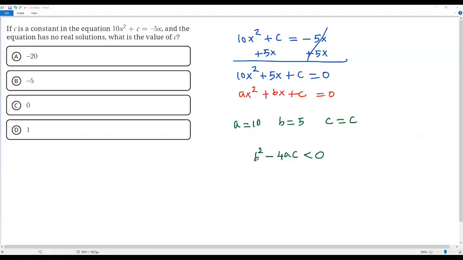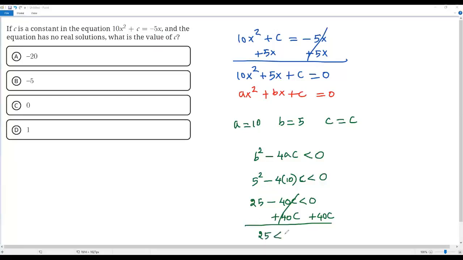Now let's plug in the values for a, b and c. For b we have 5, so it becomes 5 squared - 4 times the value of a, which is 10, times c, less than 0. The value of 5 squared is 25, and 4 times 10 is 40, so 40 times c is 40c. We have 25 - 40c < 0. Now I add 40c to both sides. Negative 40c and positive 40c cancel out. I just get 25 on the left side. On the right side, 0 + 40c is just 40c.